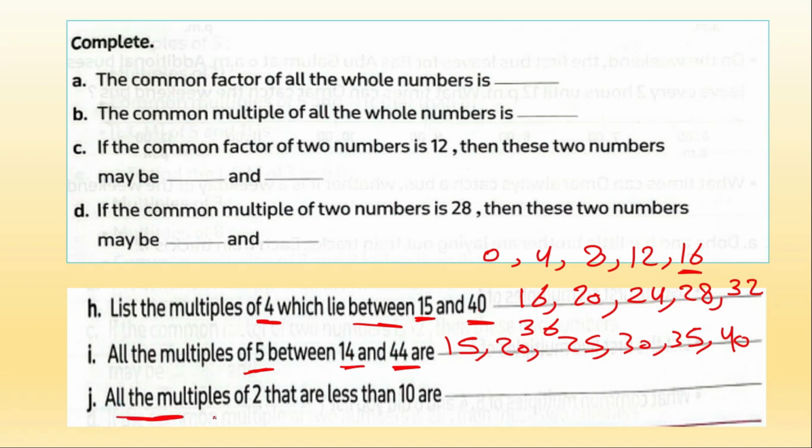All multiples of 2 that are less than 10. Okay, start from 0. 2 times 0 equals 0. 2 times 1 is 2. Sorry, 2 times 2 is 4 first, then 2 times 3 is 6, 8, and 10. He said less than 10, so 10 is not included. Okay.